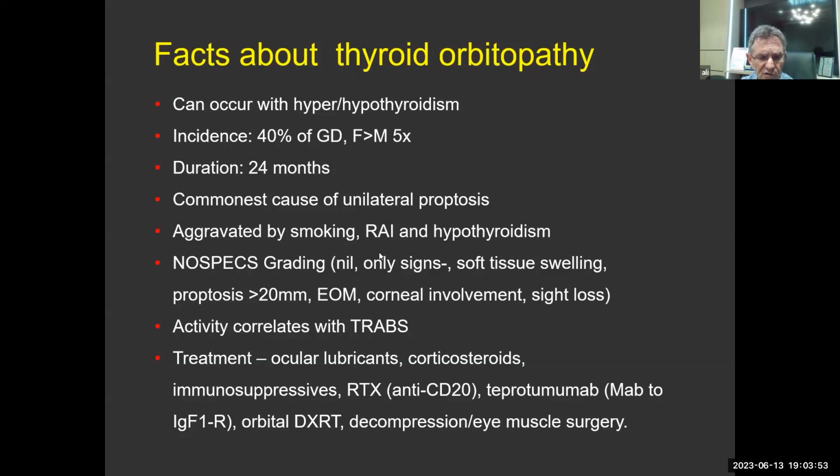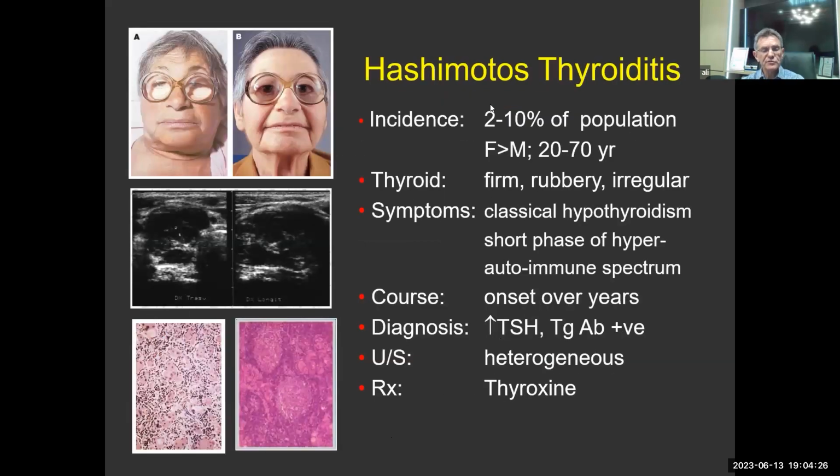There are different ways of grading the orbitopathy according to whether there's just soft tissue involvement, proptosis, corneal involvement, or sight loss. And one of the ways to measure the activity of the Graves' orbitopathy is to measure the thyroid receptor antibodies, which correlate well with it. And the treatment can range from simple ocular lubricants to corticosteroids, more potent immunosuppressives, orbital decompression, radiation therapy, and recently monoclonal antibodies.